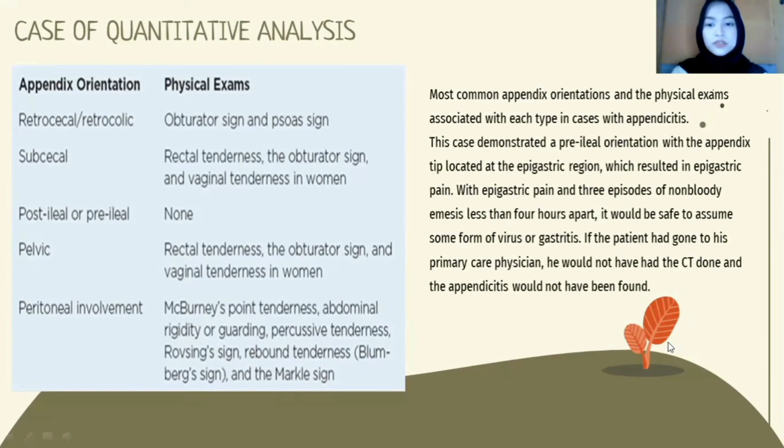This case demonstrates a pre-ileal orientation with the appendix tip located at the epigastric region, which results in epigastric pain. With epigastric pain and 3 episodes of non-bloody emesis less than 4 hours apart, it would be safe to assume some form of viral gastritis. If the patient had gone to his primary care physician, he would not have had the CT done and the appendicitis would not have been found.